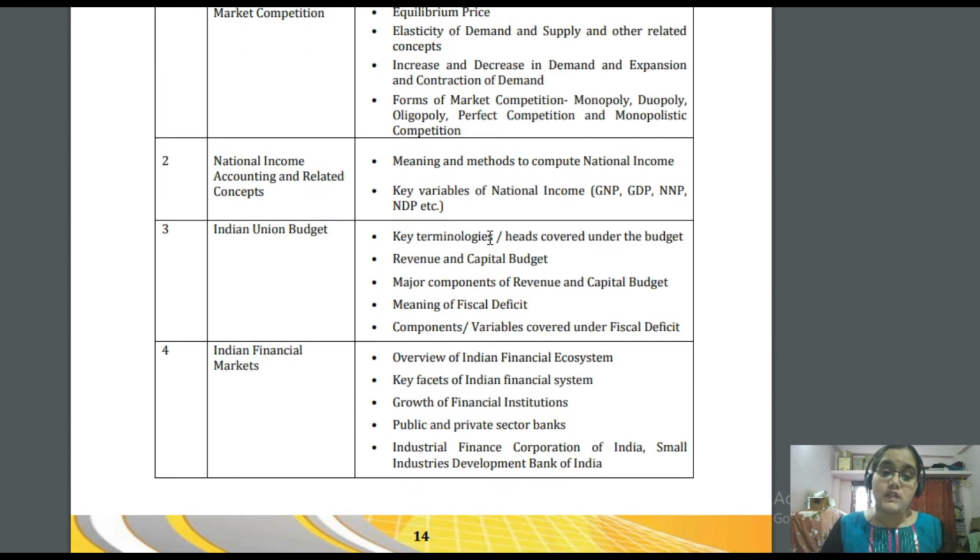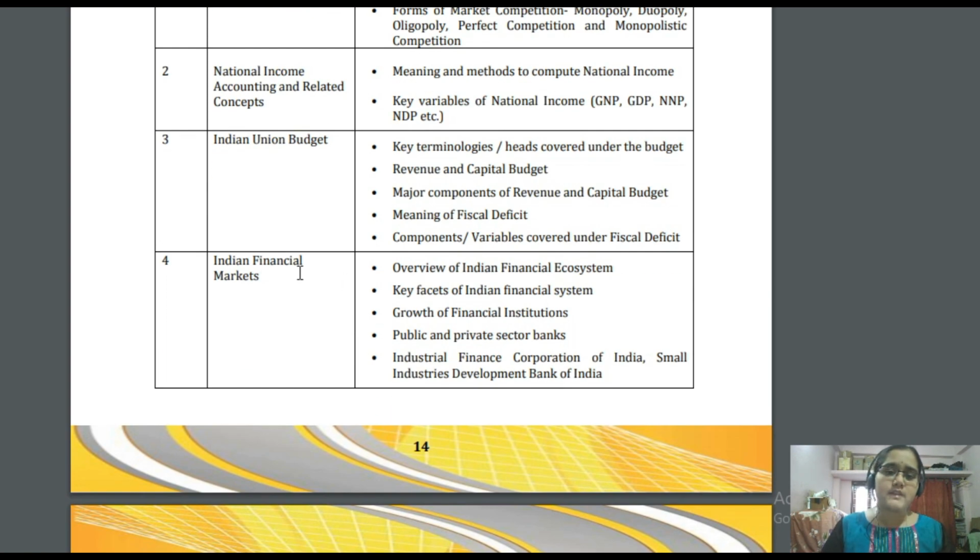In the budget, I strongly urge you people to just go through the recent budget before you go to the examination. Then in financial markets, you can get an overview from the paper, or you can even try having an overview from the executive level book, where there's a paper in which you can study about the Indian financial markets.